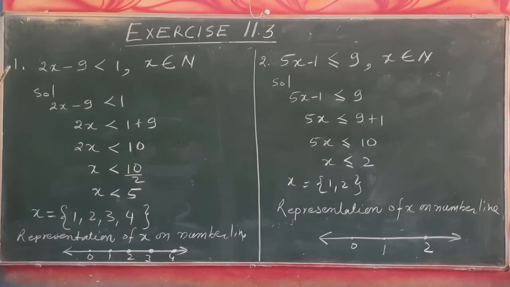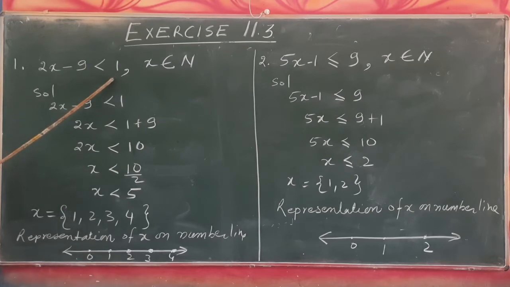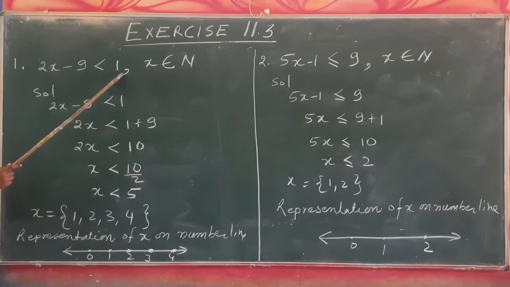Now we have to solve the following inequations on this page. In the next page you can turn your book, and represent the solution on the number lines. So the first question is 2x minus 9 less than 1, and x belongs to N, that is, natural numbers.